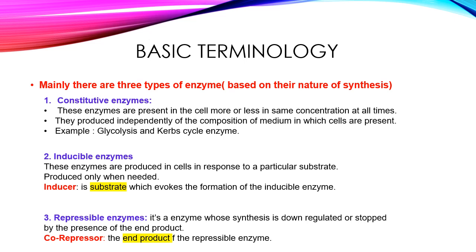Now, what is this end product called? This end product is called a co-repressor, the co-repressor of the repressible enzyme, which is nothing but the end product of this particular enzyme. By this, I think you will be clear with the terms constitutive, inducible, inducer, repressible, and co-repressor. These five terminologies are very important when you are dealing ahead with the mechanism of regulation.